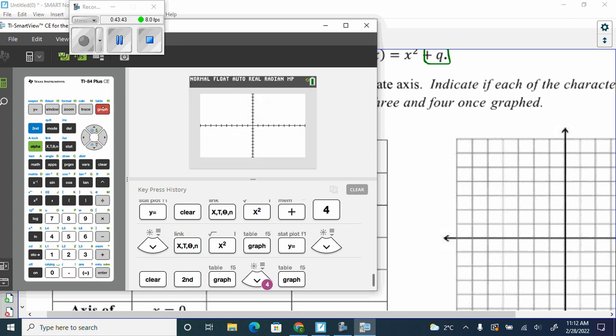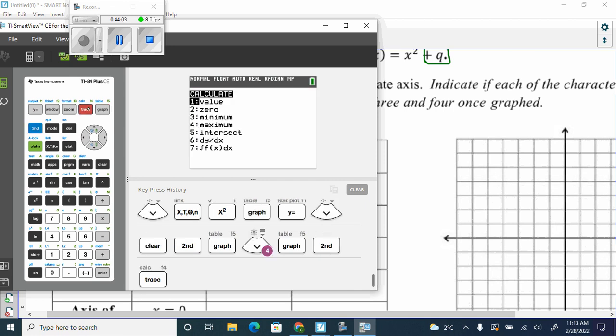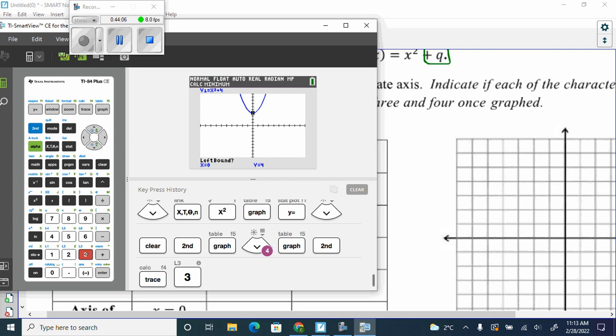Let's find it first, actually. I want you to find the vertex. How do we find the vertex? We don't want to assume that it's 0, 4. It is, but we don't want to assume that. How can we find it? We can't go second trace vertex because there's no option. Second trace minimum is the option we have to pick. So we go second trace minimum, which is number 3. Now we need to be on the left side of it. Enter. Right side of it. Enter. Enter. Did you do your lefts and rights properly? If you do them opposite, it'll error you.